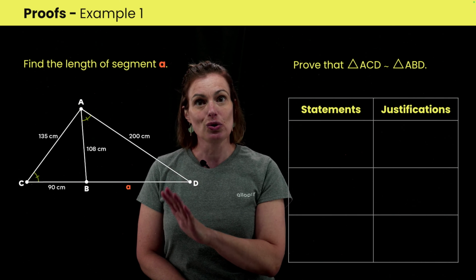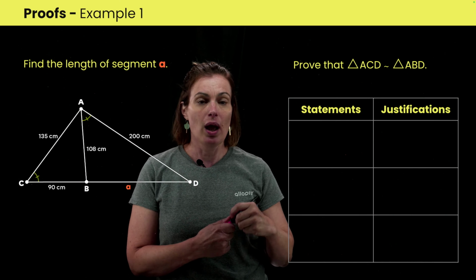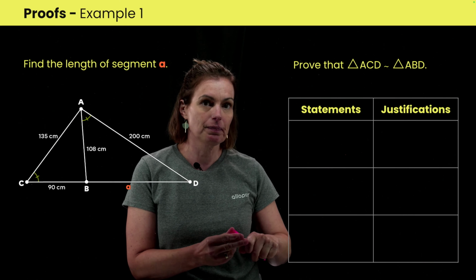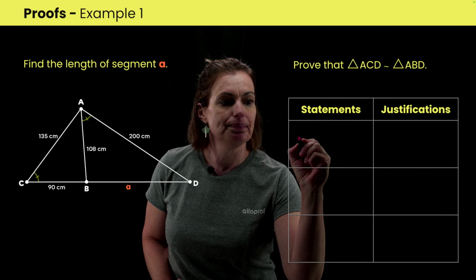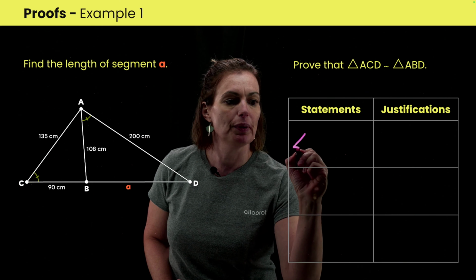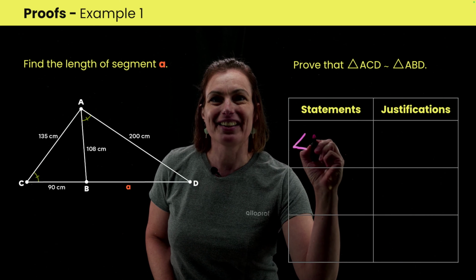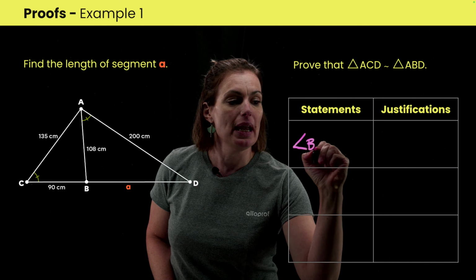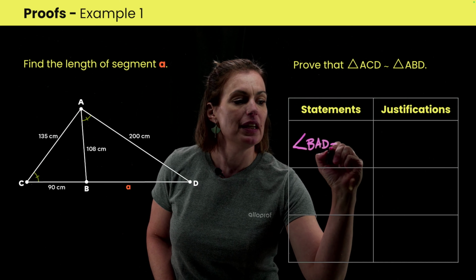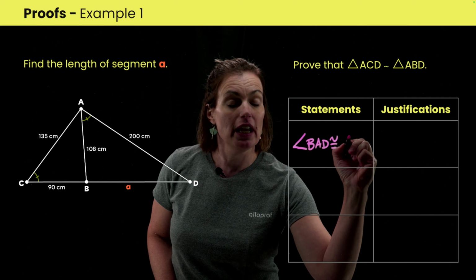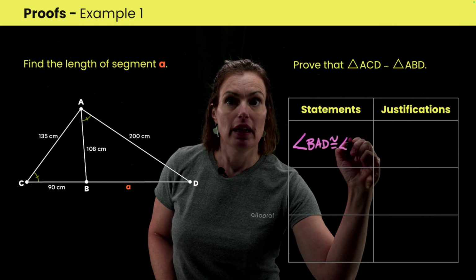So those two angles are congruent. So I'm going to make the statement that the angle BAD is congruent to the angle ACB.